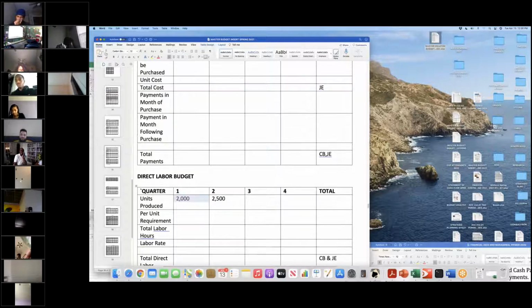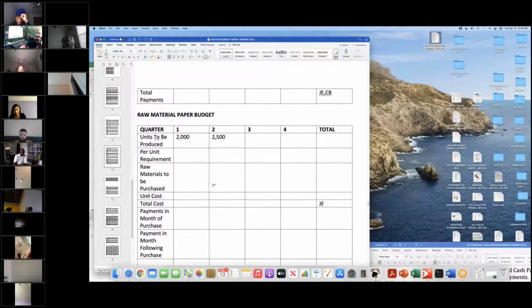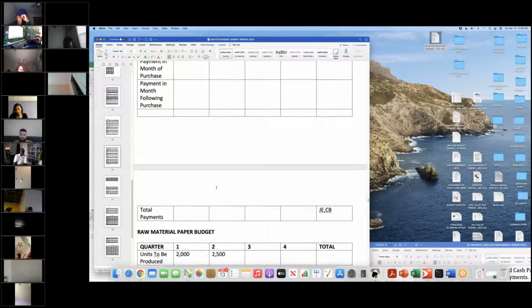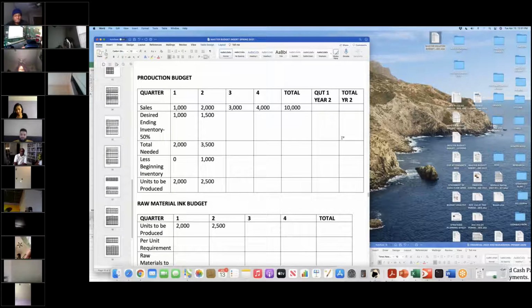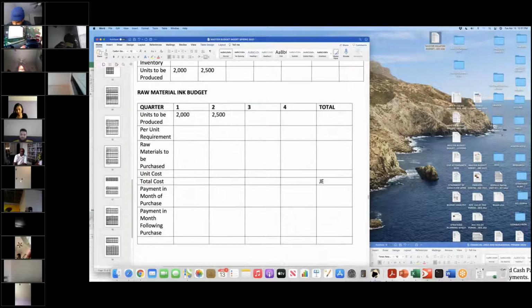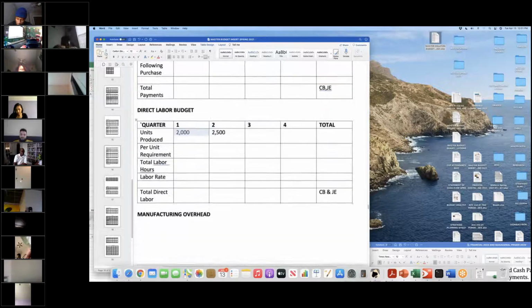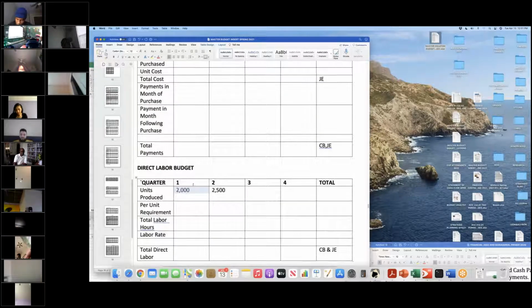So for each of these budgets, their starting point comes from the production budget. So production doesn't have any journal entries or dollars, or nothing. These are just quantities. But raw materials, ink, and raw materials, paper, and direct labor, they gotta come in here.